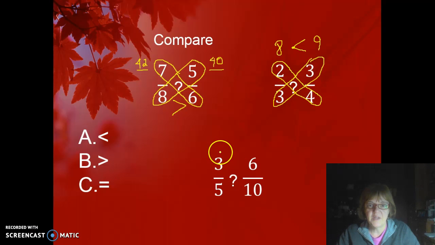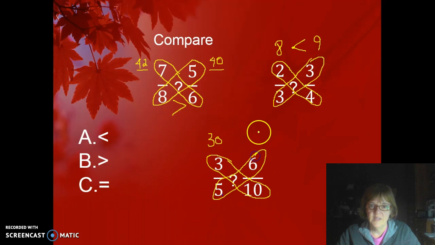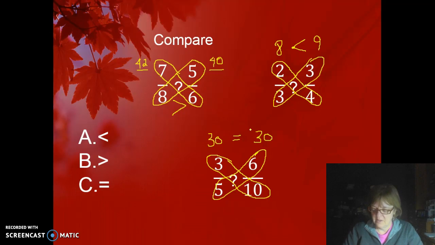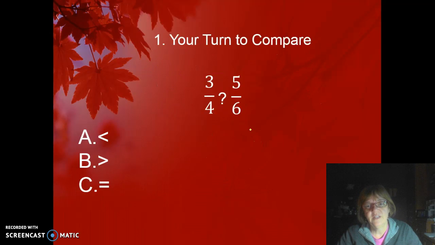All right, let's do another example. Again, multiplying. 3 times 10 is 30. 5 times 6 is also 30. Yay, these two are equal or equivalent. Okay, equivalent. All right, now I'd like you to give one a try. And there's another one for you to do.